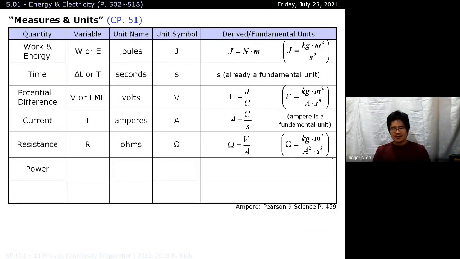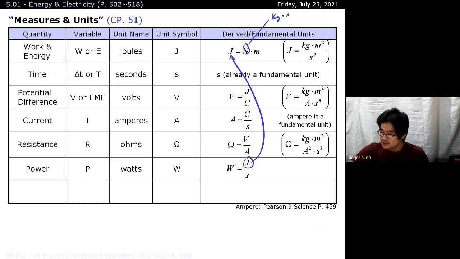Power. We just learned about power. Power is measured in watts. Power is not a fundamental unit. Power is the rate at which work is being accomplished. So power can be measured in work, measured in joules, over time, in seconds. And as you know, a joule is equal to a newton times a meter. A newton is equal to a kilogram times a meter per second squared. So if you keep on subbing, you end up having this.